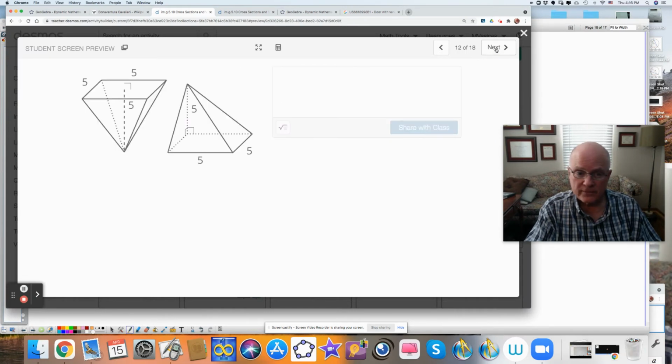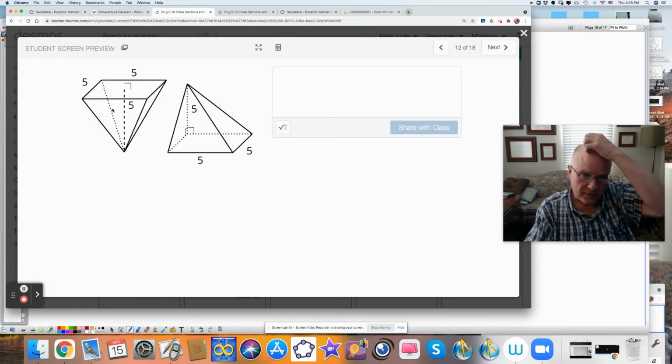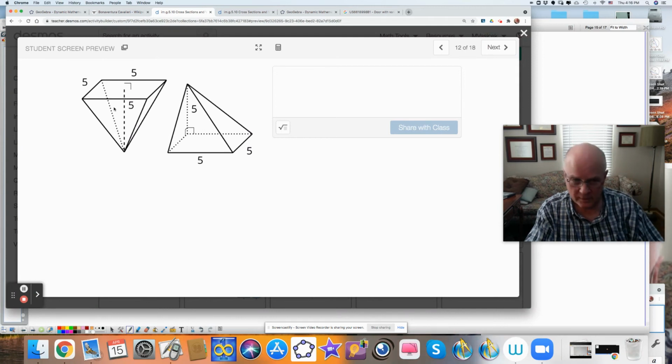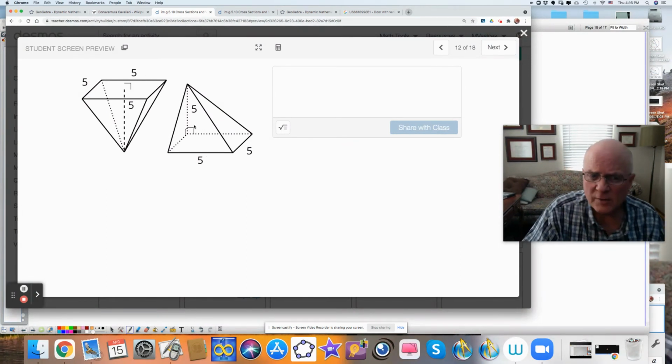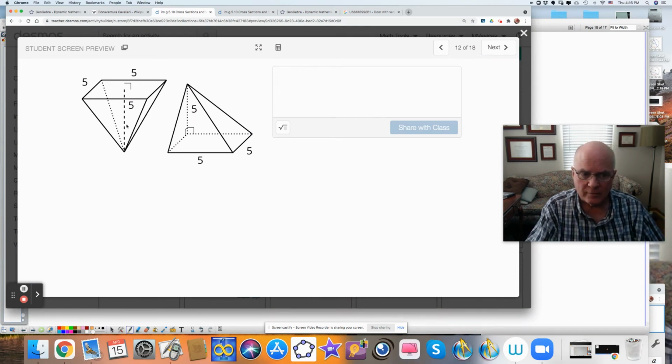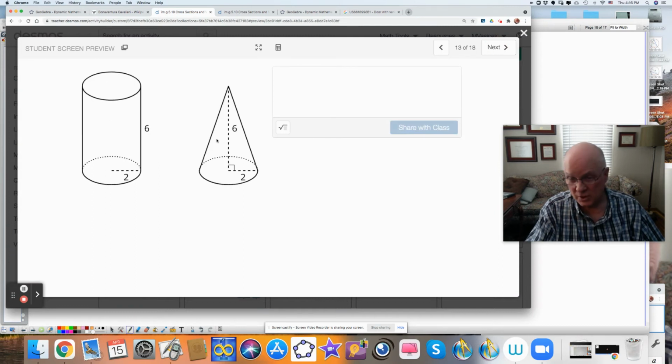So let's see. If I flip this pyramid, it has a base of 5 by 5. This has a base of 5 by 5. This one goes straight up. This one is oblique, but they both go to a point that is 5 above it. This one is a right one. It goes directly up above the middle. And so these two have the same volume. These two don't. One is a cylinder. The other one is a cone. It goes to a point, not to a base that's identical to it.